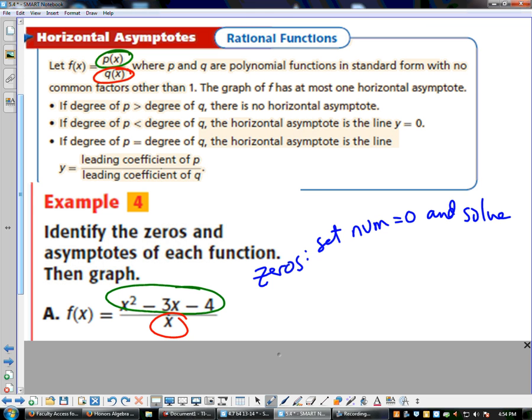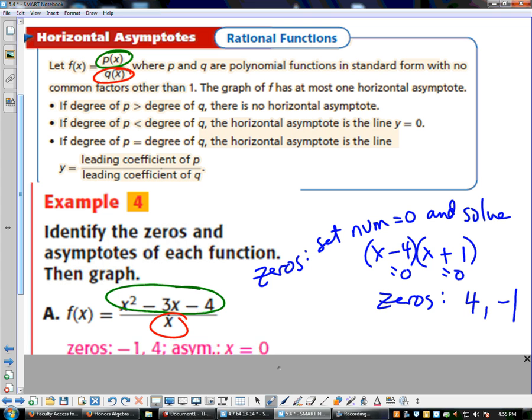So to do that, we're going to factor x squared minus 3x minus 4. I know I need a 4 here, 1 here, a negative there, a plus here. So I set those equal to 0, and I end up getting zeros at 4 and negative 1.